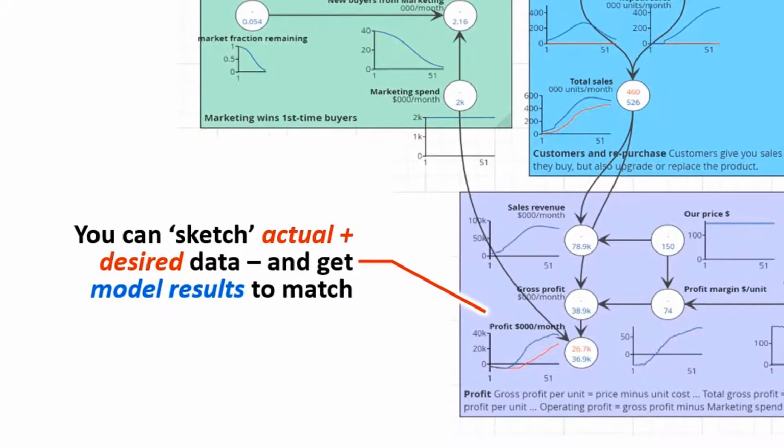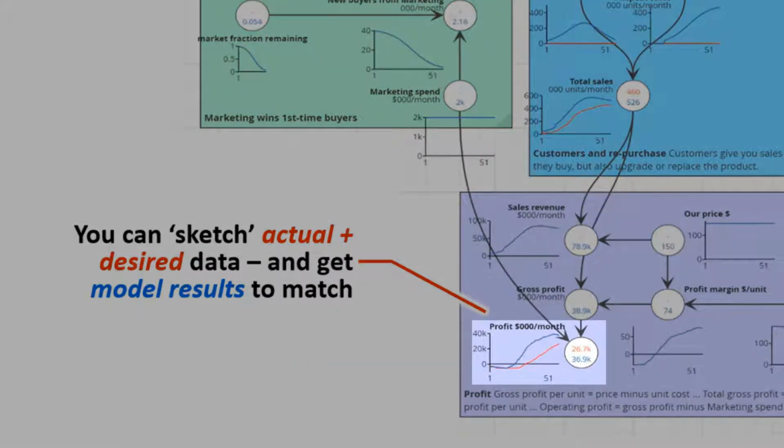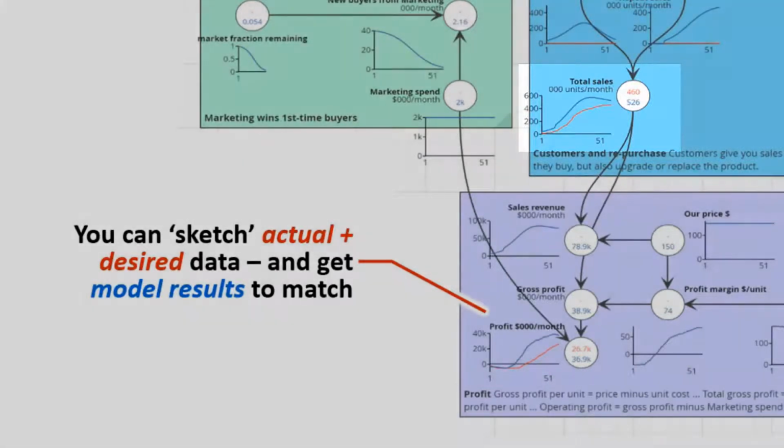You can, as Alan has done here, sketch in that profit forecast into the profit variable at the bottom of the model there, and the sales forecast is in the sales item in the middle in the blue part of the model.